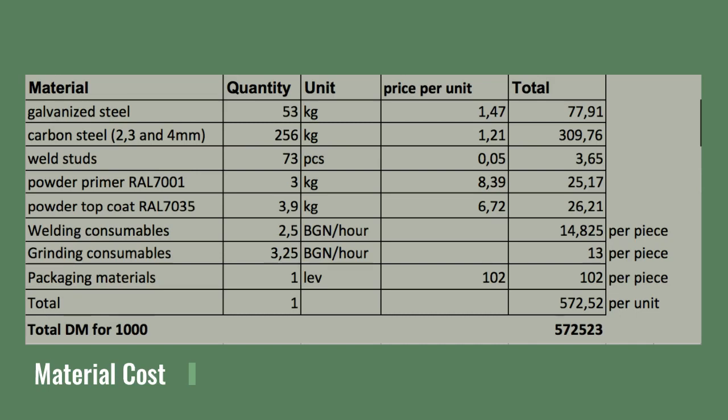In order to produce an enclosure, you need the following ingredients: sheet metal, fasteners, welding and grinding consumables and paint. Using suppliers with high-quality products is vital for the quality of the final product.